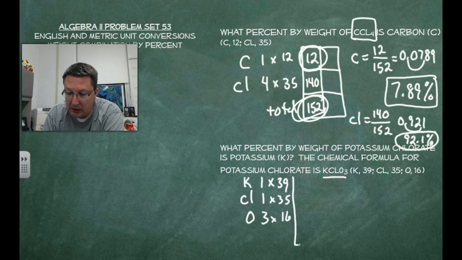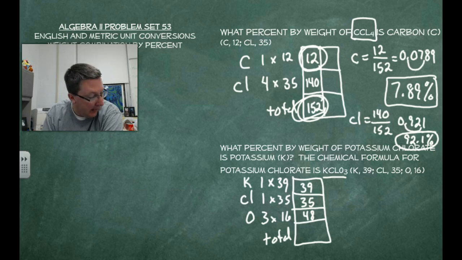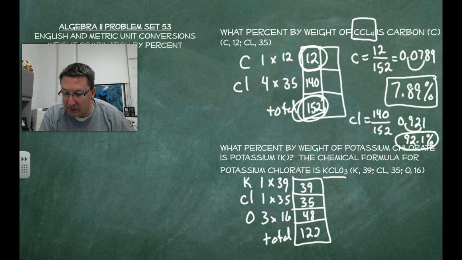So, here goes our table. Really, I just need one big column. Label this last row total. So, potassium, I have 1 atom times 39 grams is 39. 1 times 35 is 35. 3 times 16 is 48. And if I add that up, I got a total of 122.